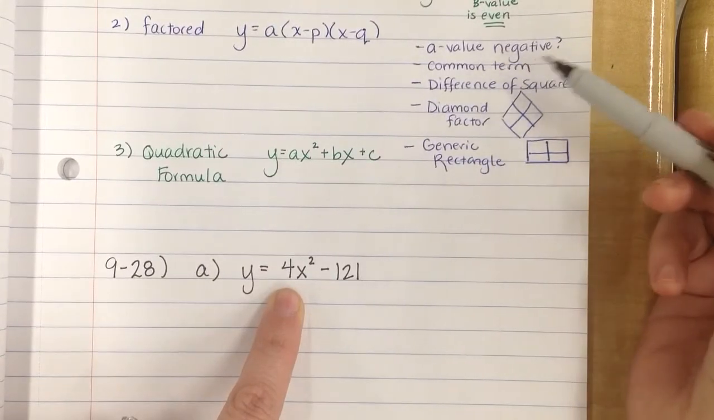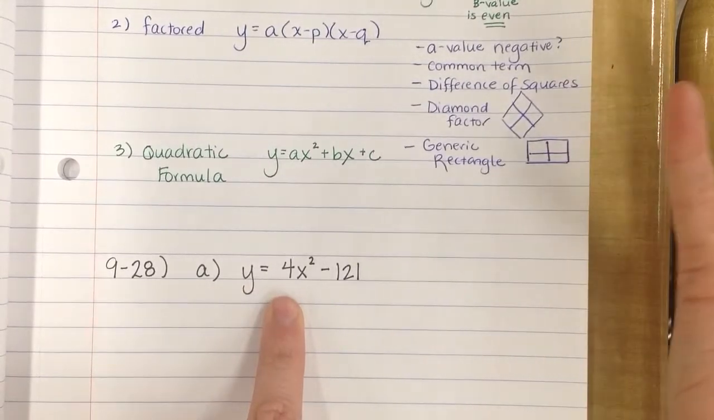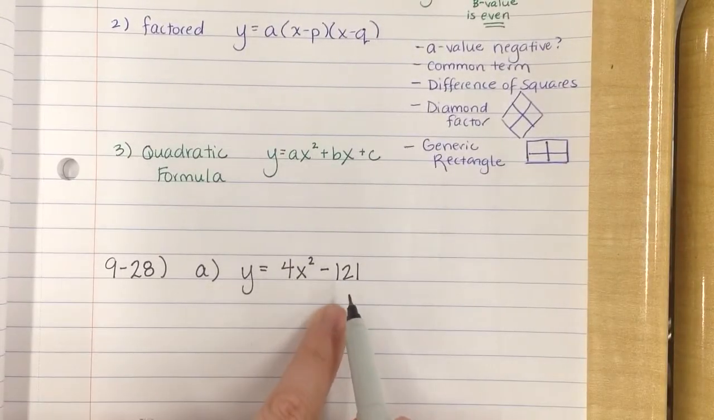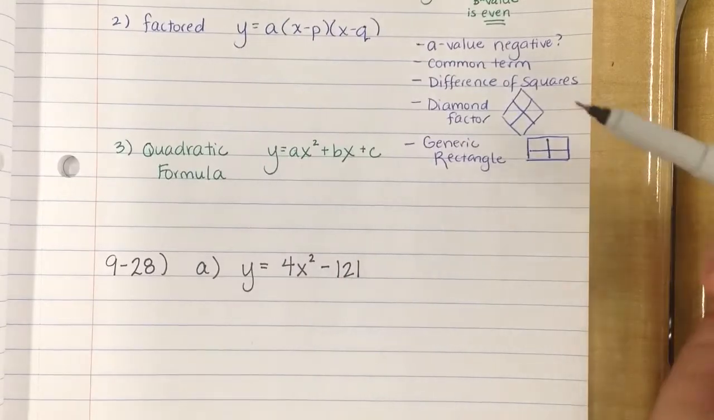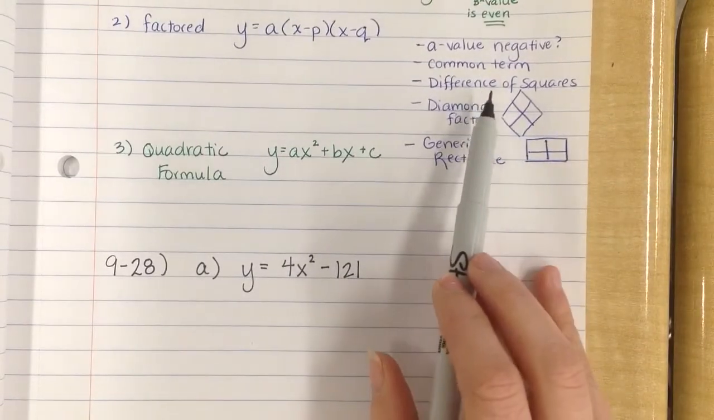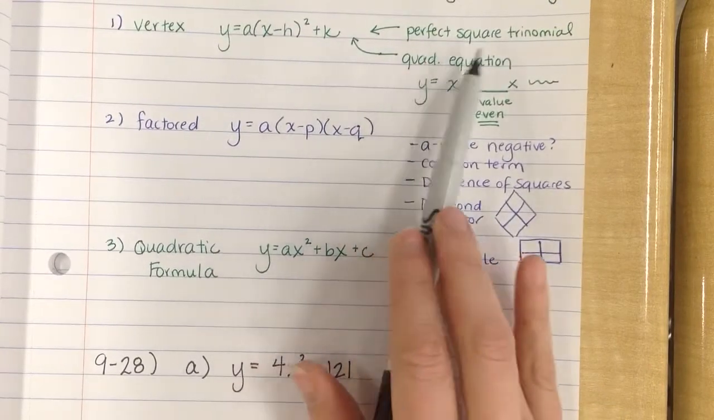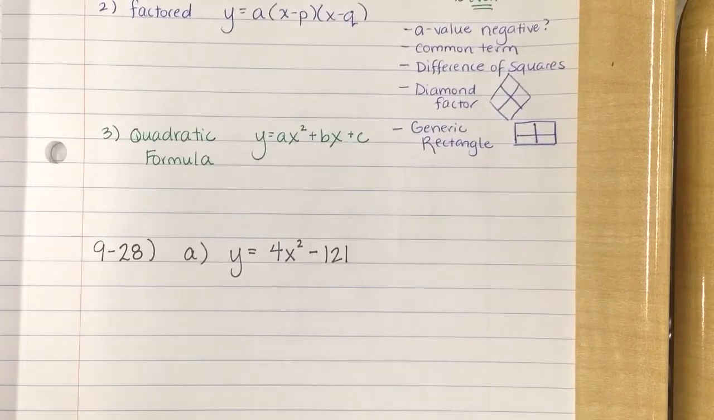Is there a common term that can be factored out of all of the terms, technically in this case a binomial? Do 4 and 121 share any common terms that we can divide by and factor out into the front of it? No, it doesn't. So we're going to move on to our third. Does it meet the special case requirements for either difference of squares or a perfect square trinomial? In this case, the answer is actually yes.